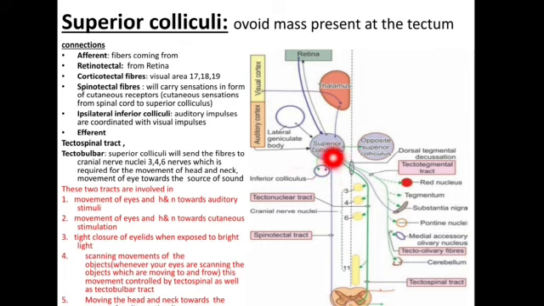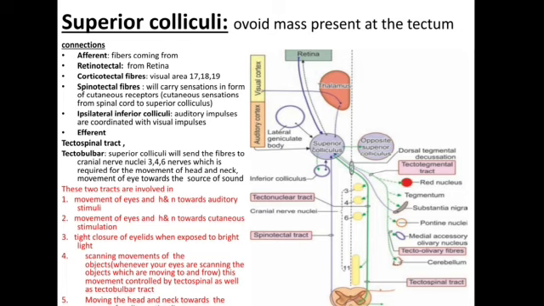Efferent connections are tectospinal and tectobulbar. This is tectobulbar, also called as tectonuclear. This superior colliculi will send the fibers to cranial nerve nuclei number 3, 4 and 6, which is required for the movement of head and neck, movement of eye towards the source of sound.